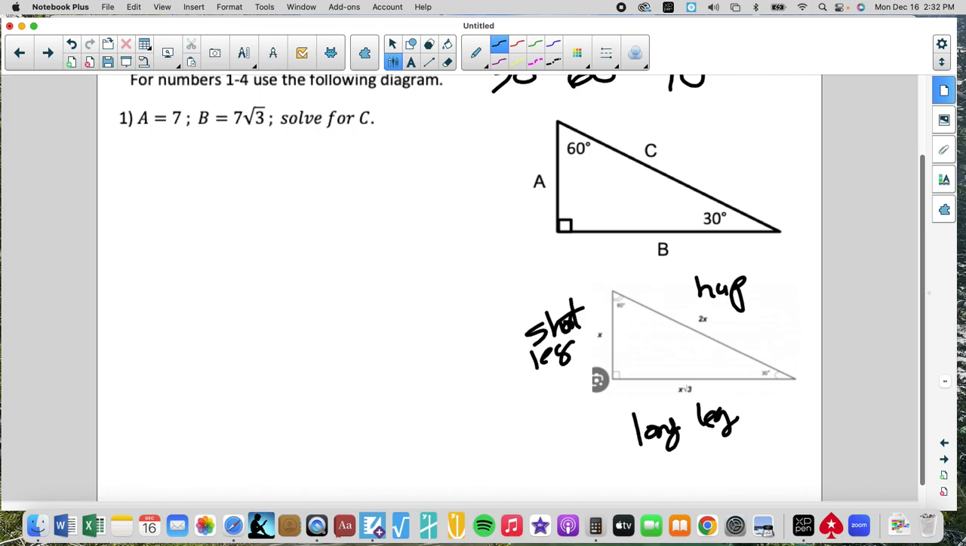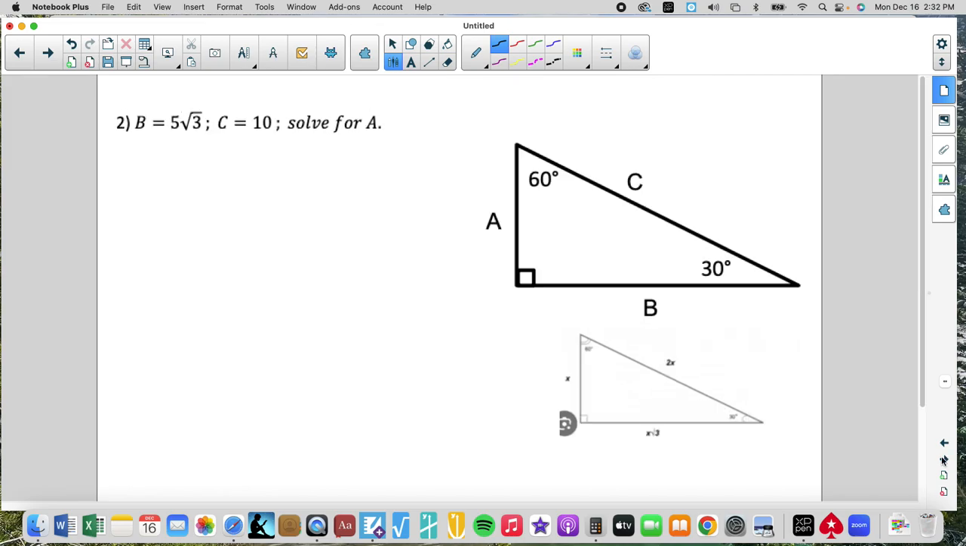So if we have A, B, and solve for C, well, first of all, A is equal to 7. B is 7 rad 3, which coincides with that. So my C, which is my hypotenuse, is going to be twice my short leg. If this is my short leg, then C is going to equal 14. How nice and easy is that? Yes, that's why we like 30, 60, 90s.